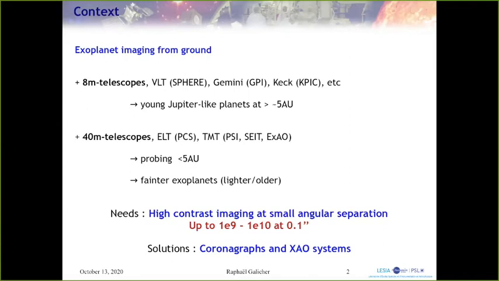So today we can image young Jupiter-like planets in the external part of their system, and the objective is to go closer to the star and detect lighter and older planets, meaning fainter planets. For that, we are using, and we plan to use, coronagraphs and extreme AO systems.